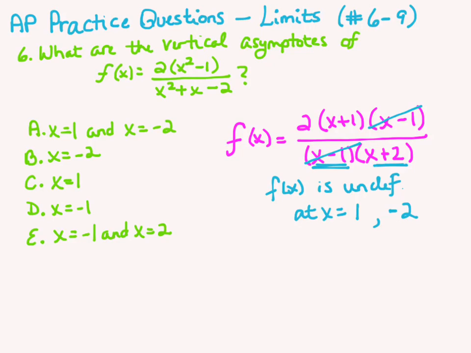But since my x minus 1 factor canceled out, that's an indication to us that we have removable discontinuity at the point x equals 1. It's not a vertical asymptote, it's removable discontinuity. I have a limit at x equals 1. On the graph, we would just have a little hole. Since x plus 2 did not cancel out, then at x equals negative 2, that's where we're going to have the vertical asymptote. And so our correct answer here is answer B.